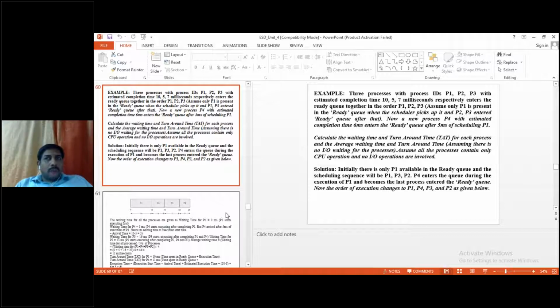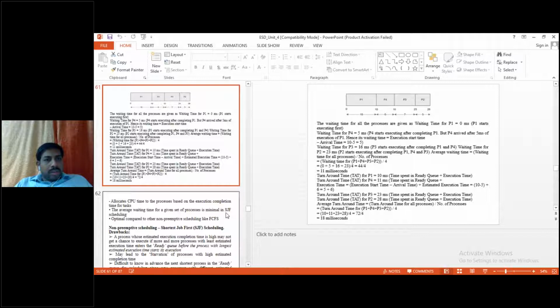For non-preemptive scheduling based upon last in first out, the ready queue is P1, next P4, P3, P2. P1 takes 10 milliseconds and P4 takes 6 milliseconds. So completion of P4 occurs at 16 milliseconds, completion of P3 at 23 milliseconds, and completion of P2 at 28 milliseconds. The waiting time for P4 is 5 milliseconds, because the first one, P1, is processed with 0 milliseconds. Waiting time for P3 is 16 milliseconds, and the average waiting time is 11 milliseconds.